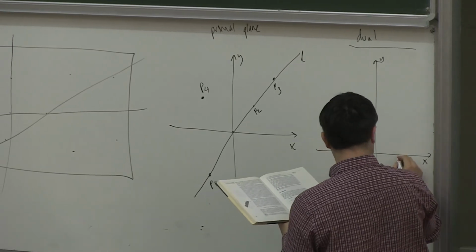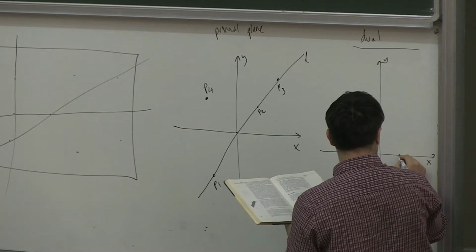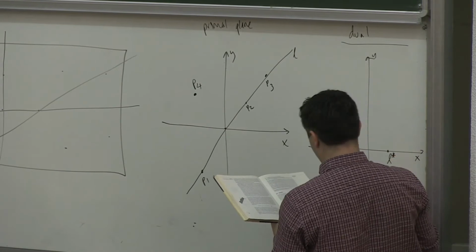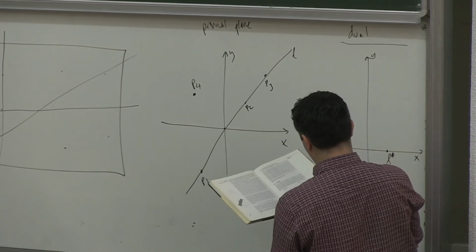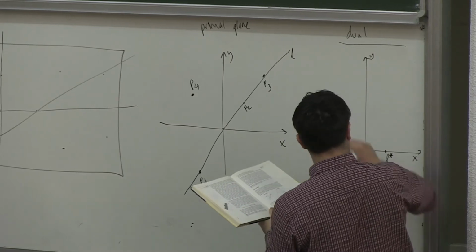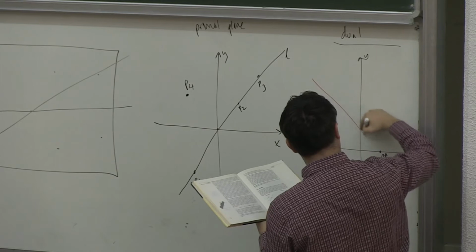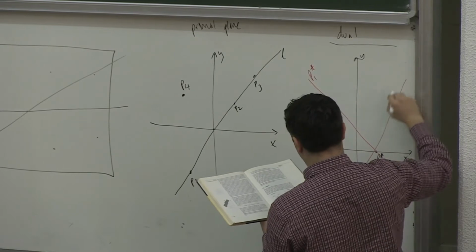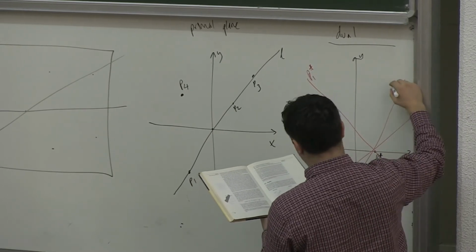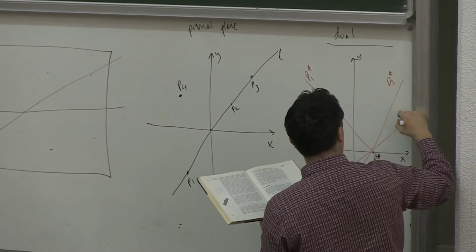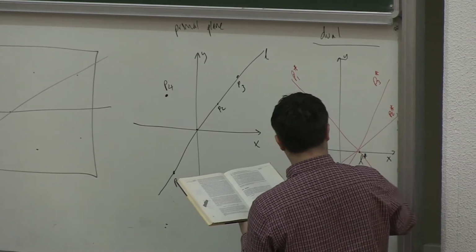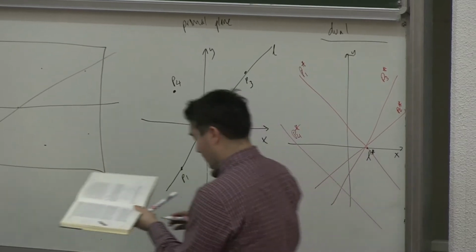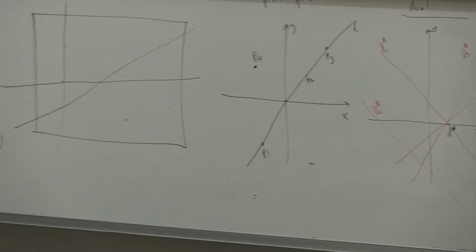Now, this is L star. This is P1 star. P3 star and P2 star, and this is P4 star. Okay. Now let's look at this.